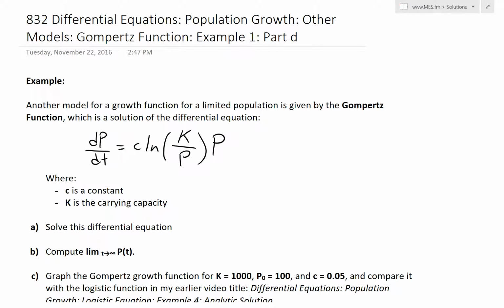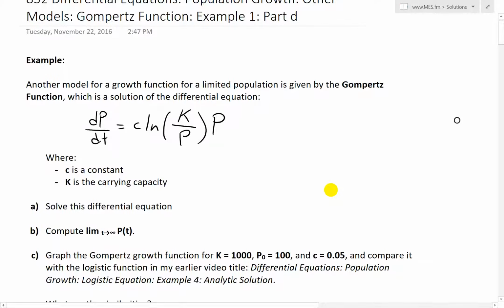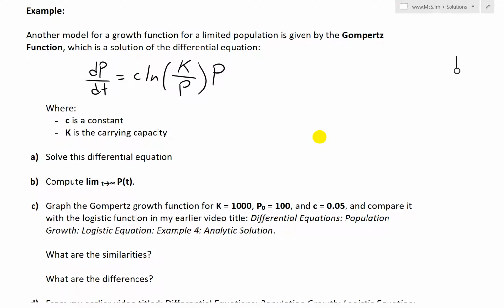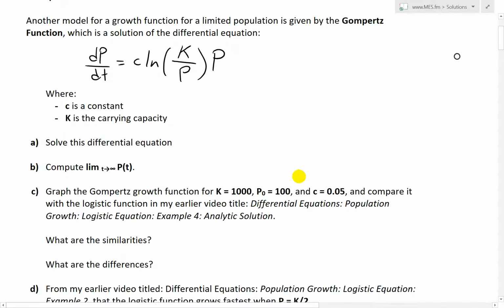Today we're going to discuss the second part of my example 1 video series on the Gompertz function, which is another model of population growth. And this time look at part D of that. So in my last video I went over parts A, B, and C of this example. So make sure to check that video out to get caught up on this.